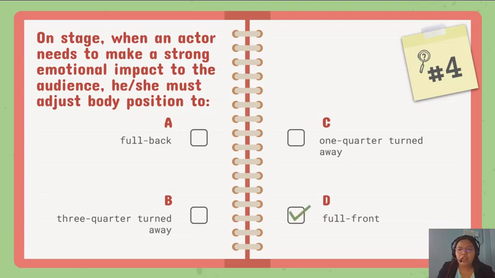The full front position of the actor to the audience is very strong. The greatest emotional contact with the audience comes from this position. This emotional contact diminishes as the body breaks its close contact with the audience.